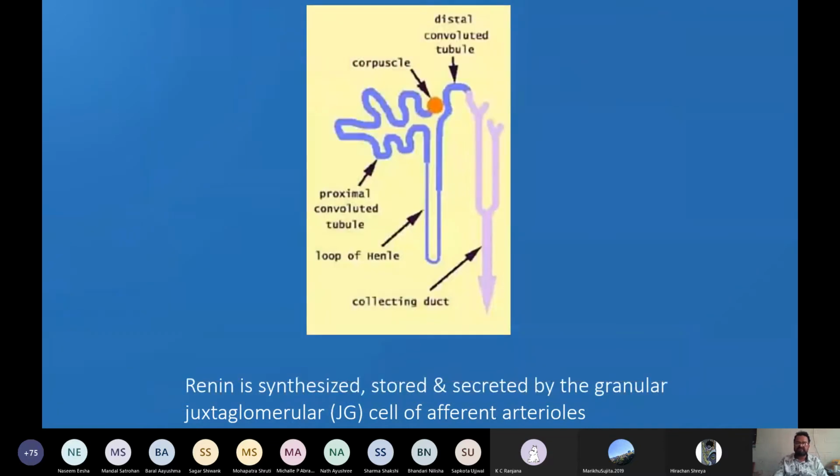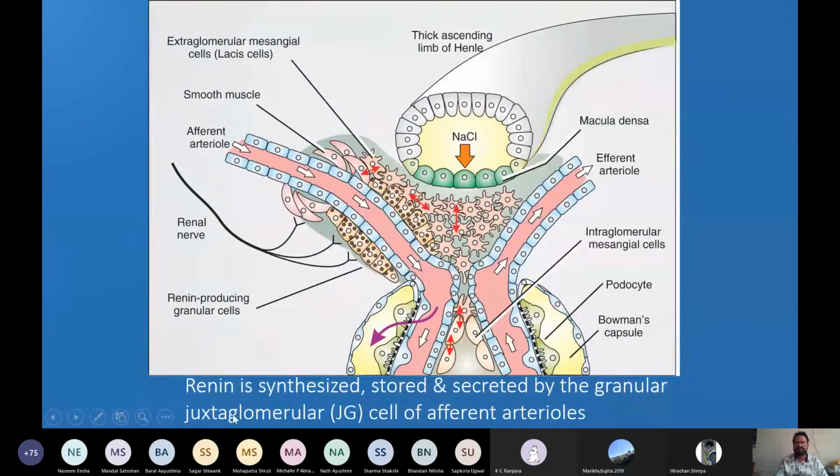Why? Here I will show the detailed photo. Okay, this is the detailed magnified photograph. You can see this is the thick ascending limb of Henle, and this limb of Henle is very close to its own Bowman's capsule. And in that ascending limb, you can see that there is a macula densa. Macula densa is the area where it detects the sodium level. Okay, sodium level, and then it gives the information to this Bowman's capsule, and this will activate if the sodium level is too low.